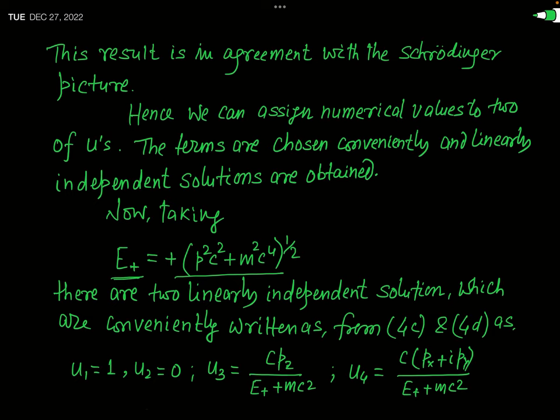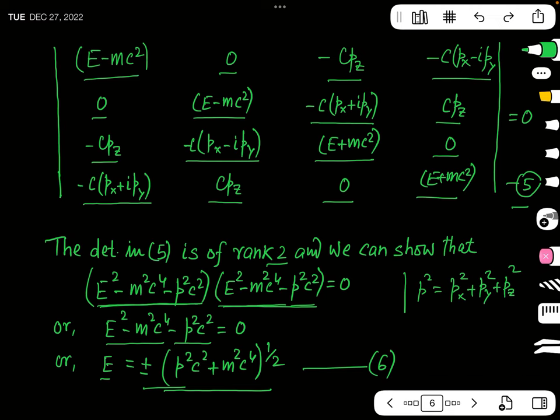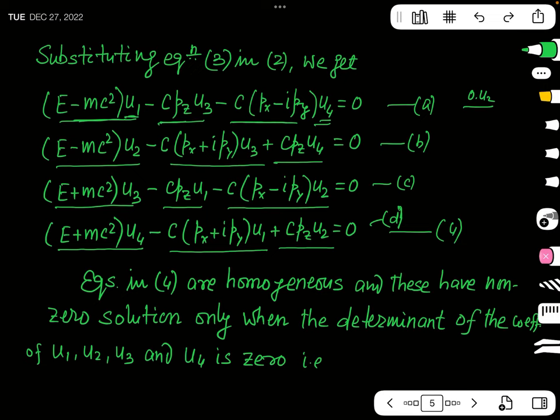As I have told you, in this condition there will be two linearly independent solutions, and those two linearly independent solutions can be written in a convenient manner by taking the value of u1 equal to 1 and u2 equal to 0. You have to set these values yourself. So remember, you have to put u1 equal to 1 and u2 equal to 0. Once you put these values, the remaining u3 and u4 can be found from which equation? From which equation can you find them? Let us see here.